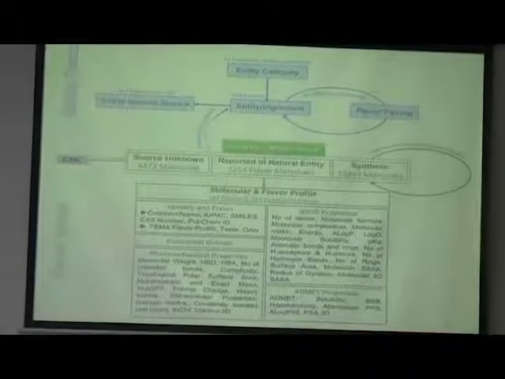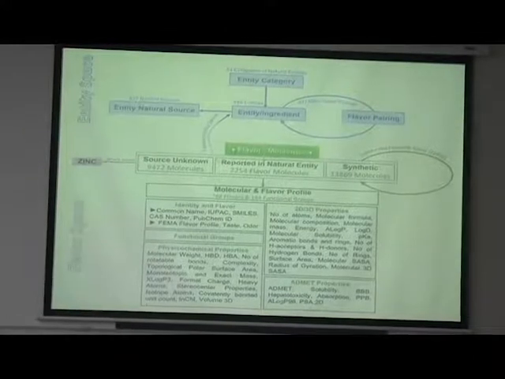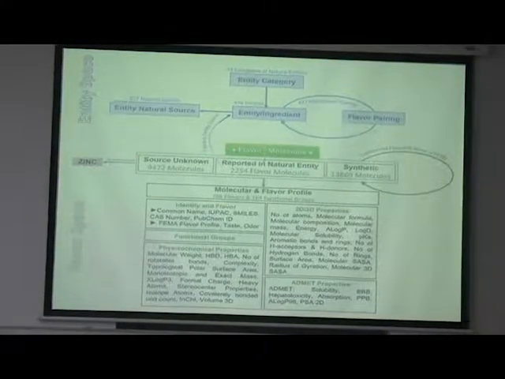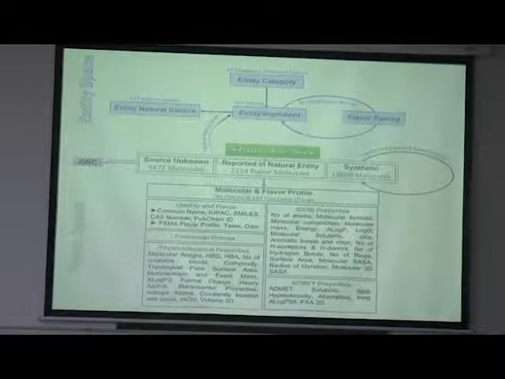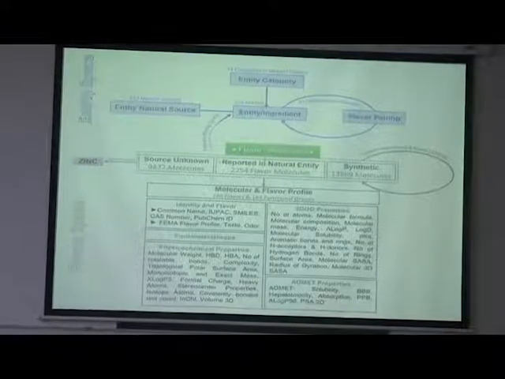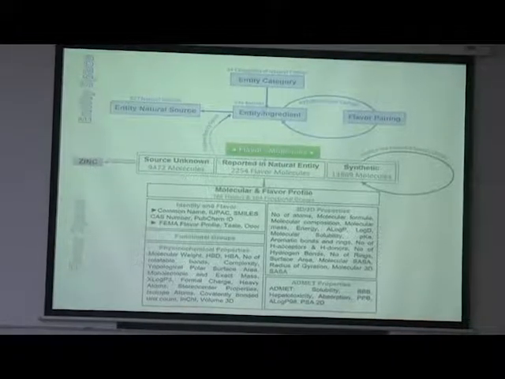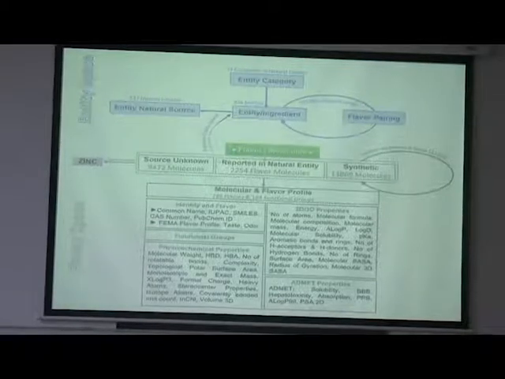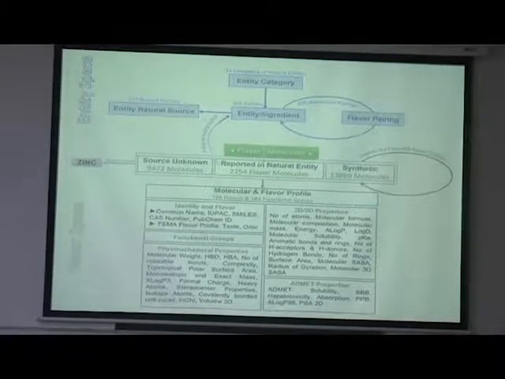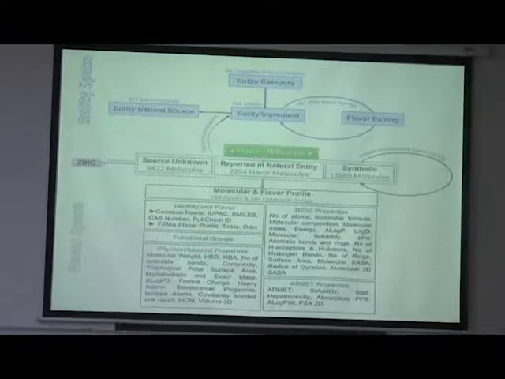So this is the flow chart in CleverDB, in which we have the entity category. We have 34 categories in total, which have been further divided into 936 ingredients. Out of these ingredients, we have different flavor molecules associated with them. In these 936 ingredients, we have 2254 molecules that are natural flavor molecules, and the rest of the flavor molecules are either synthetic or the sources of them have not been found.